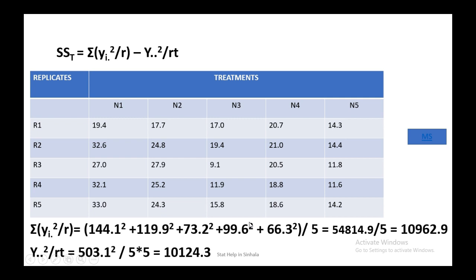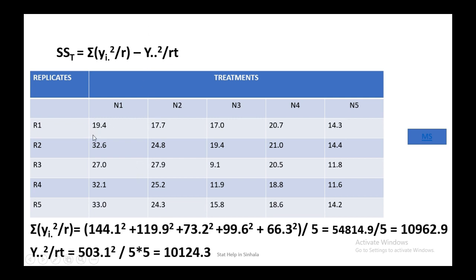All the totals should be squared and the summation should be divided by the number of replicates, that is 5. Then you will get this answer. That is the answer for the first part. Then we should calculate this one. This is the square of total observations and should be divided by RT.